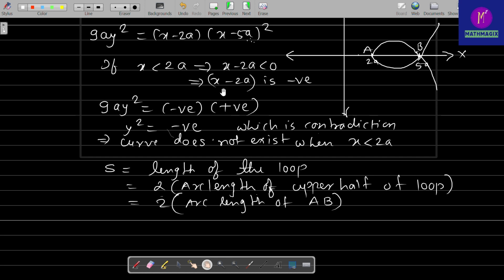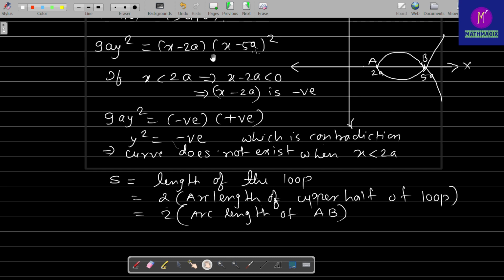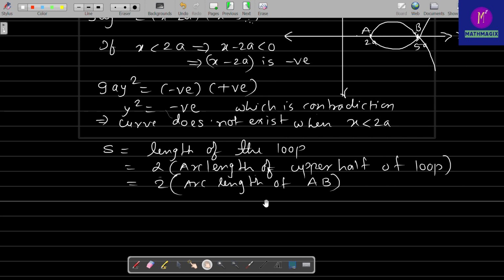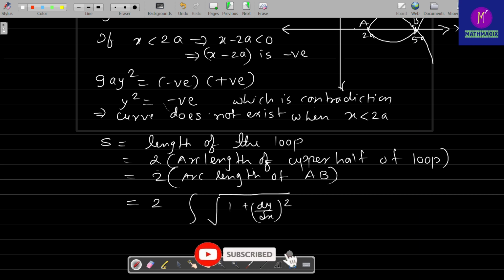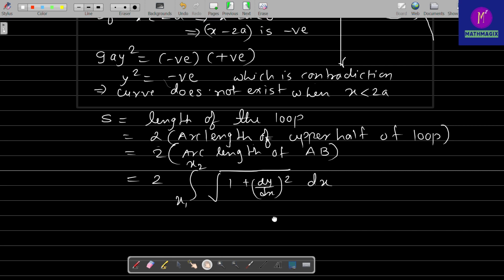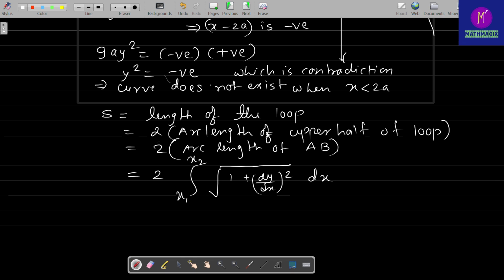Now let us see the equation of the curve. 9ay square equals (x minus 2a) into (x minus 5a) square. Depending on the equation, we are going to choose our formula of rectification. So here obviously it is easy to find the derivative of y with respect to x. That is, we are going to consider y as a function of x. So let us use the formula of rectification in which we have dy by dx. So this is the same as twice the integration of square root of 1 plus (dy by dx) square. Here we are going to integrate obviously with respect to x, so we are going to write down the limits from x1 to x2, that is the limits of x. So first let us find out what is dy by dx.